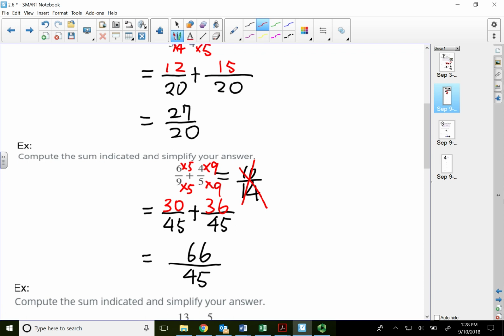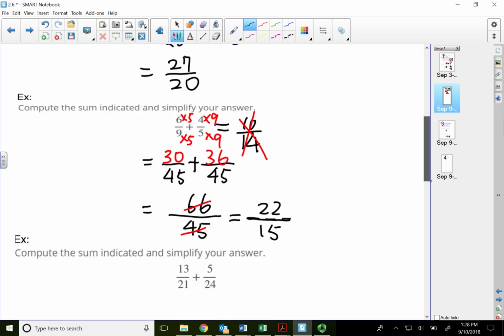And 66 over 45 can be reduced by 3, I believe. Because 6 plus 6 is 12, and 4 plus 5 is 9. I know 3 can go into 12 and 9, so 3 can go into both of these. So 3 goes into 66 twenty-two times, my bad. Reduced by 3, that's 22. 3 goes into 45 fifteen times. Okay, so that's all I can reduce. So 22 over 15 will be my answer.